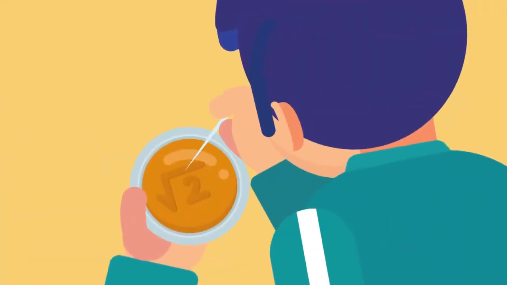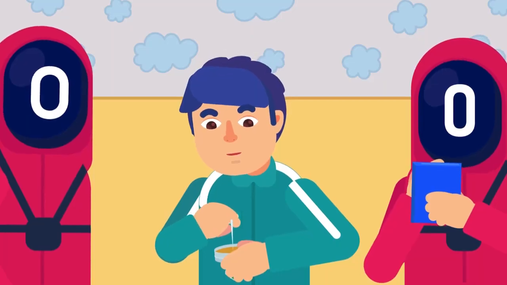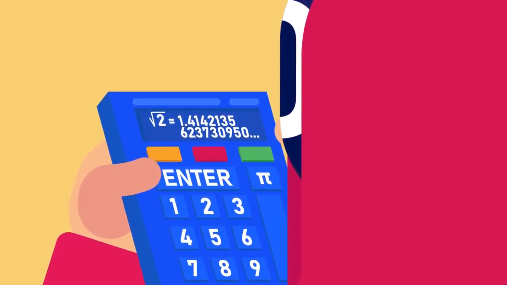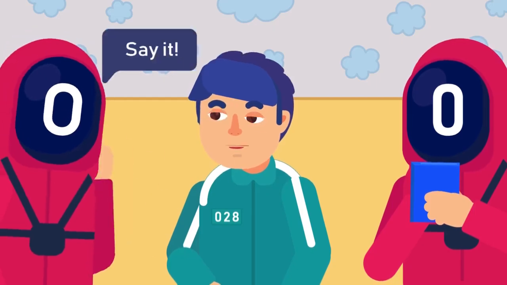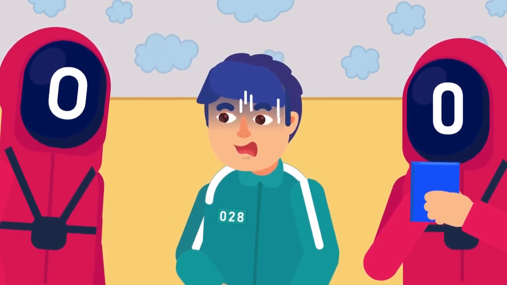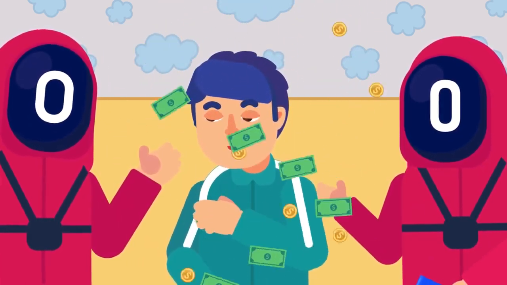Similarly, the square root of 2 is also an irrational number. The square root of 2 is 1.4142135623, and it keeps going. Therefore, that decimal number cannot be represented by a simple fraction. Hence, the square root of 2 is an irrational number.